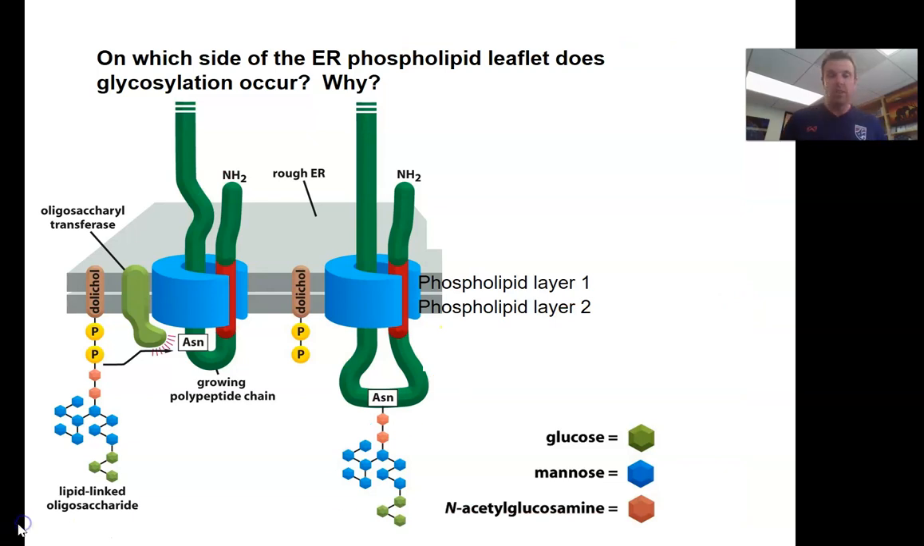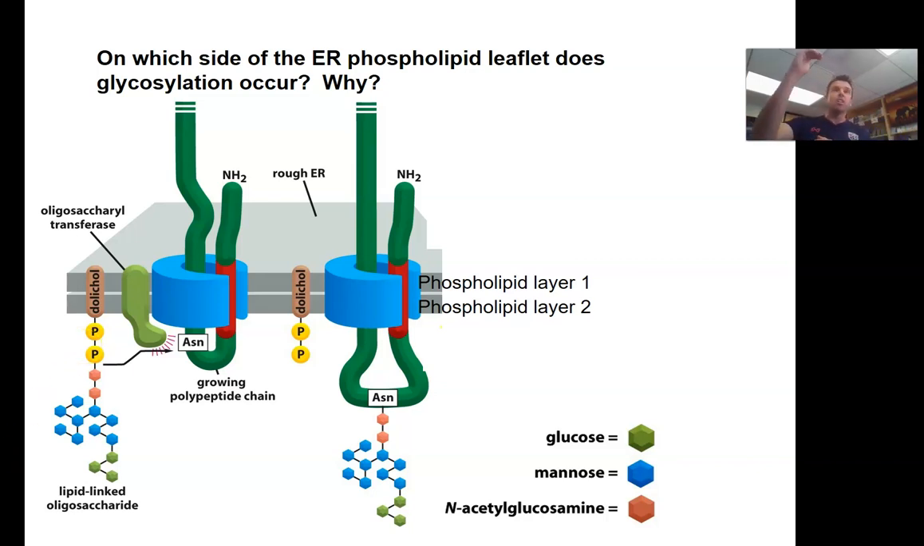All right, so let's talk a little bit more about glycosylation. The original glycosylation actually happens in the ER. So we're going to take a step back from the Golgi and just talk about the addition of these oligosaccharide sugar residues to these proteins. But my first question for you is, on which side of the ER phospholipid leaflet does glycosylation occur?